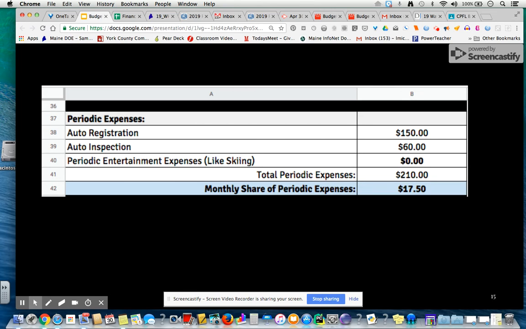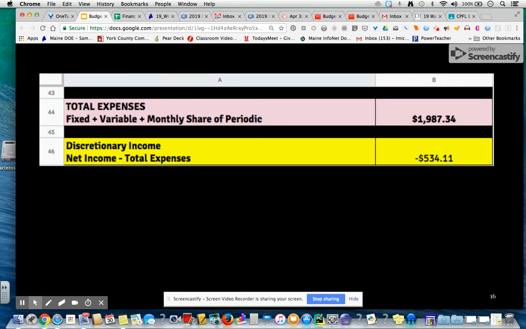And then every month we want to set aside a certain amount so that when these are due, we have the money there. So we're going to take 1/12 of this. So the formula in cell B42 would be equals B41 divided by 12. We add up all of our total expenses, fixed, variable, and monthly share of periodic. And then we take our gross pay and subtract all of our expenses for our discretionary income.